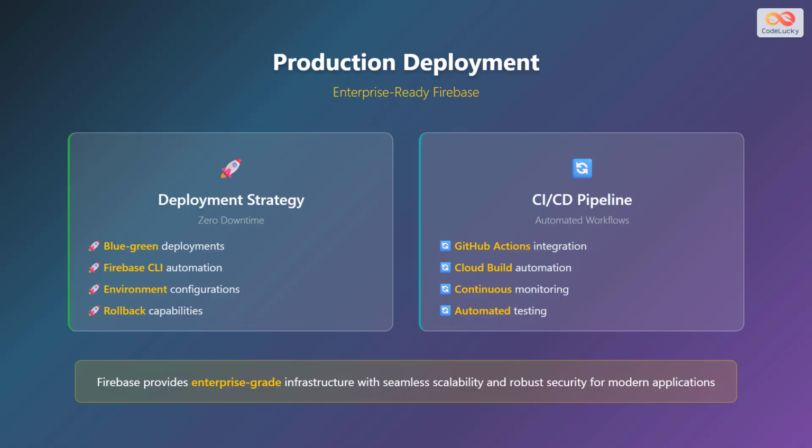Continuous integration and continuous deployment pipeline integration includes GitHub Actions for automated testing and deployment workflows, cloud build automation for scalable build processes, continuous monitoring to track application health and performance, and automated testing to catch issues before they reach production. Firebase provides enterprise-grade infrastructure with seamless scalability and robust security features, making it an ideal platform for modern applications that require reliability, performance, and global availability.